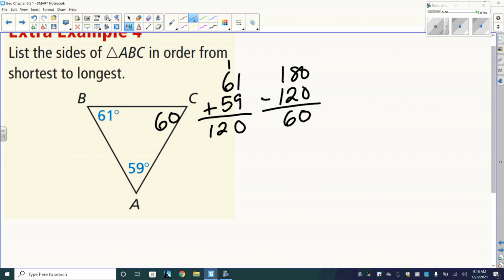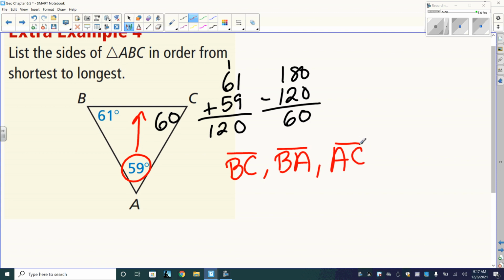And again, they want these in order from shortest to longest, so we need to find the angle that is the smallest, which is 59 degrees, which is opposite BC, so it would be the shortest side. Our next side length would be BA. And lastly, AC. And that's it. Questions on this here?